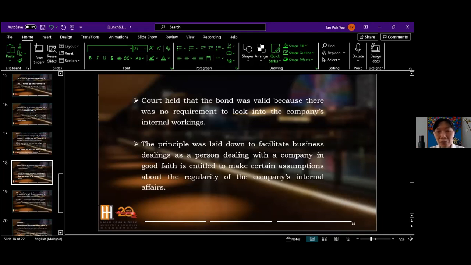An outsider will assume that whoever signed or borrowed will have the necessary power according to their constitution or M&A to deal with third parties. That was the principle, what we call Turquand's principle. This principle was laid down to facilitate business dealings, as a person dealing with the company in good faith is entitled to assume that the company's internal affairs are regular. So that's the principle of that rule.